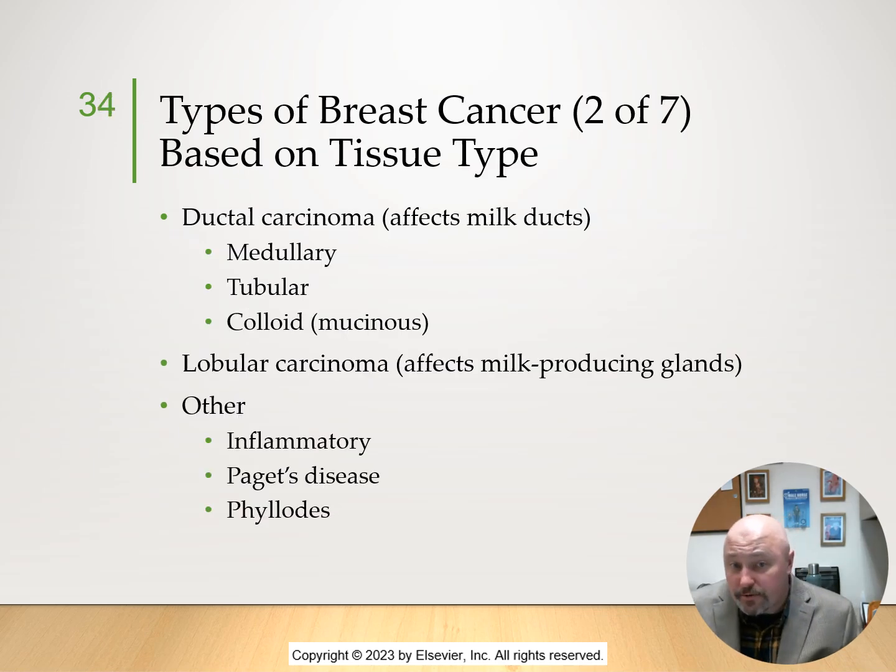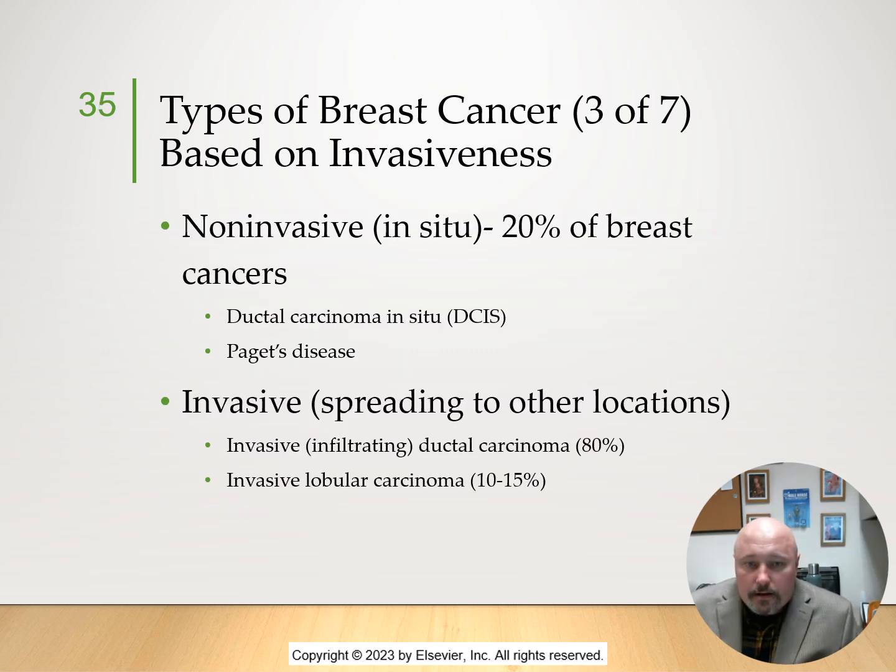The first two types of breast cancer would be the ductal carcinoma and the lobular carcinoma, with a ductal carcinoma affecting the milk ducts themselves, while a lobular carcinoma affects the milk-producing glands. The types of breast cancers can also be characterized by their invasiveness, with non-invasive breast cancers comprising 20% of cases, while the invasive cancers comprise the other 80%.